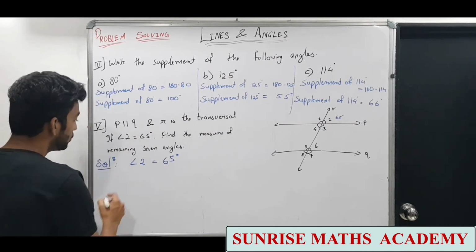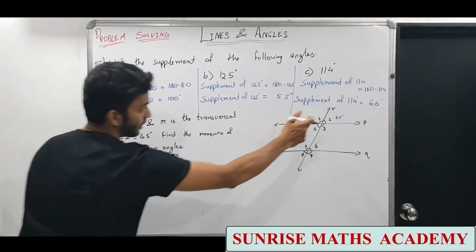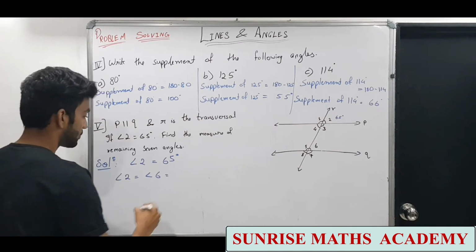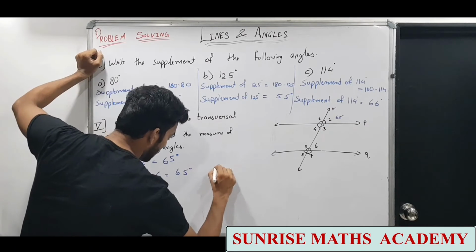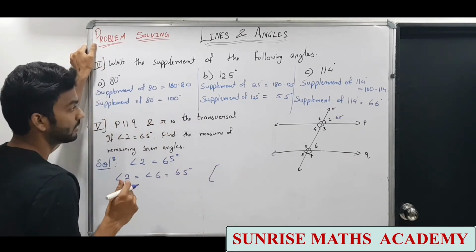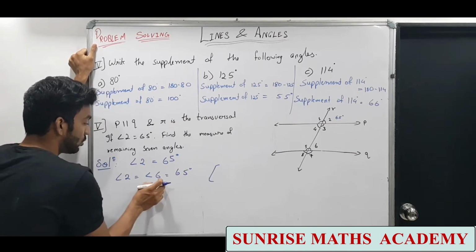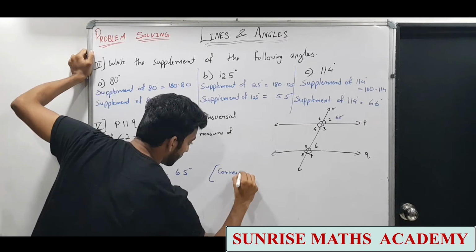So angle 2 is equal to angle 6. Angle 2 equals angle 6. This relation is corresponding. So these two angles are 65. And writing the reason is important. For what reason we are saying that 2 is equal to 6? These angles are corresponding angles.